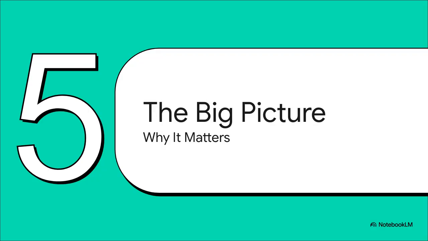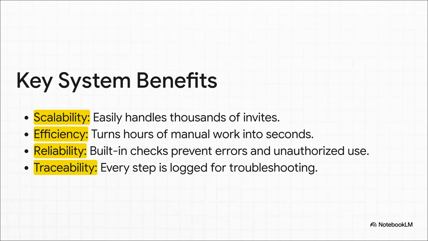Okay, so let's put it all together now. When you combine all these little specialized services and these smart checks, what do you actually get? What does all this really mean for that poor person who's trying to organize that giant event? Well, it means you get a system that is just incredibly powerful. It's scalable, right? It can handle 10 invites or 10,000 invites with the exact same level of effort, which is 0. It is wildly efficient.